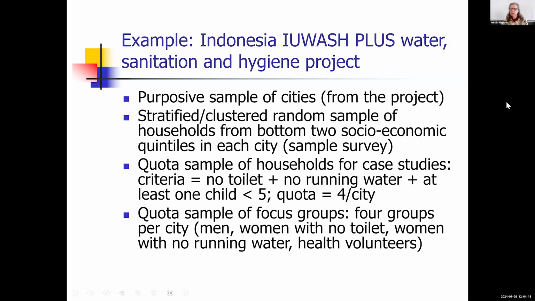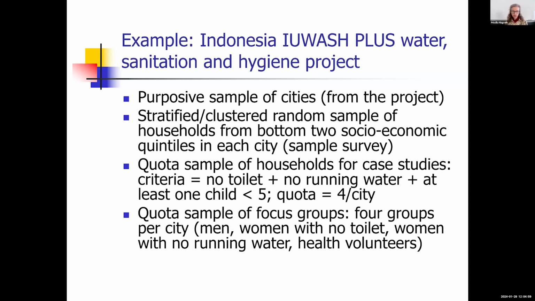So I'm going to give a little example here from the IUWASH Plus Water, Sanitation and Hygiene project, where we did mixed methods. We took a purposive sample of cities, meaning we chose the cities that were included in the project, which was a water, sanitation and hygiene project. And then we took a stratified sample of households from the bottom two socioeconomic quintiles in each city. So that was a purposive as well. We were only interested in the bottom 40% in the poverty range.